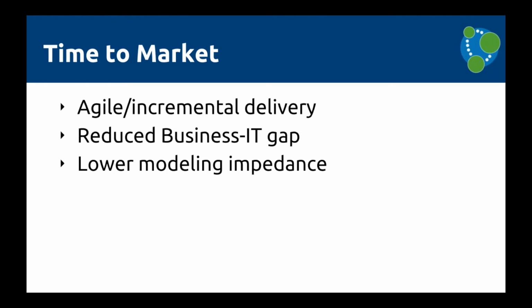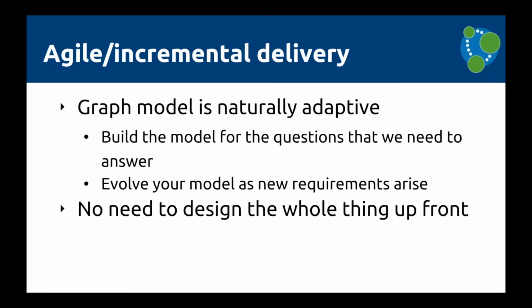Right. In terms of the time to market, which was another of the requirements that we mentioned that enterprise architects face on a day-to-day basis. Because of the schema-less nature of the graph model, it lends itself to this agile and incremental delivery mode. So a graph model is naturally adaptive. We keep seeing that our users start with a particular use case, but that doesn't stop them from growing the graph incrementally from there.